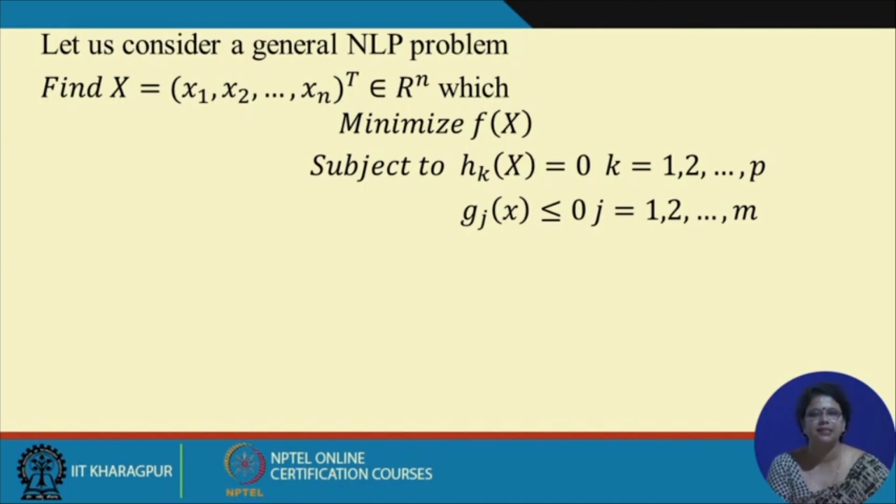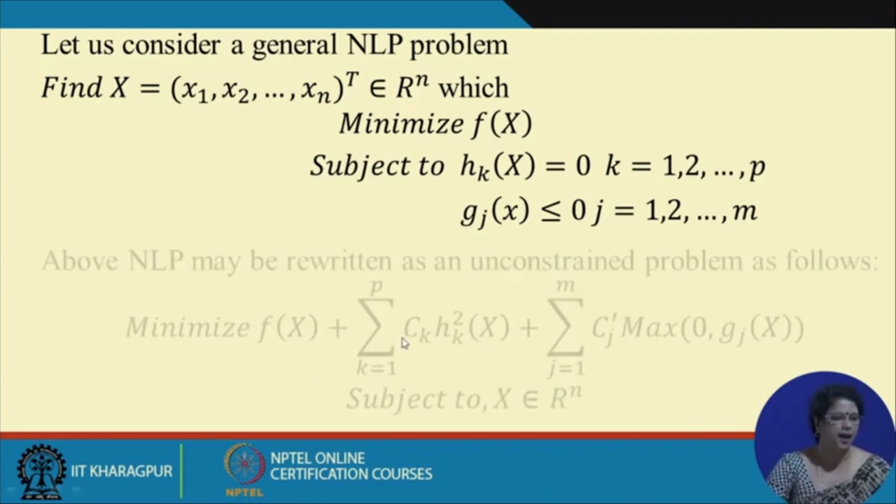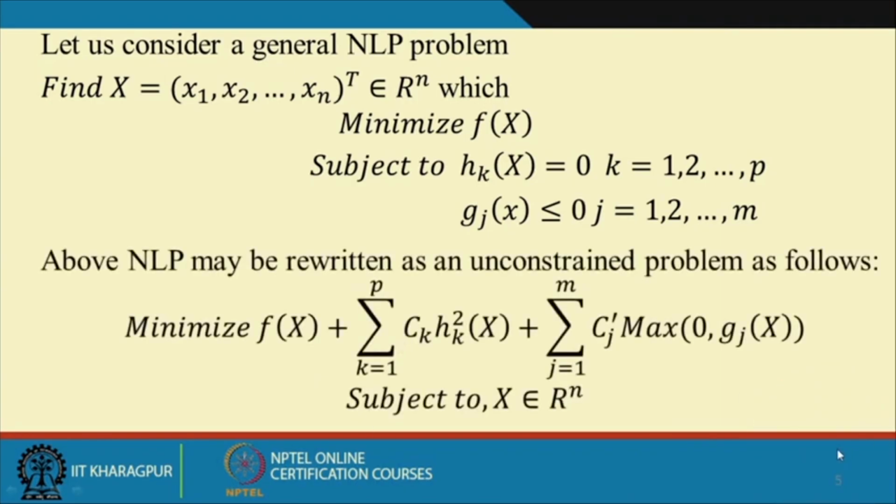To make it just like our exterior penalty function method, we can take a penalty function as the maximum of 0 and hk squared. If this is so, then we can have the unconstrained problem like this: minimization of f(x) plus summation ck hk squared plus cj prime. Here we are considering the less than or equal to type, the exterior penalty function method. We can consider the interior function as well here. Now, this is the problem.